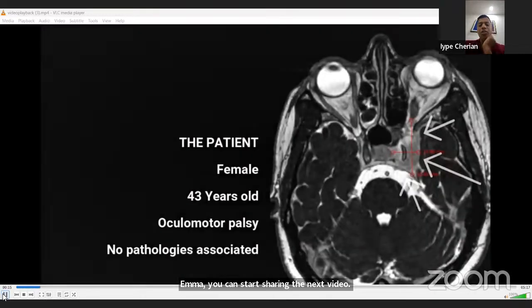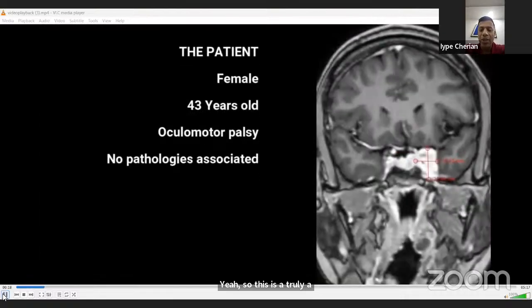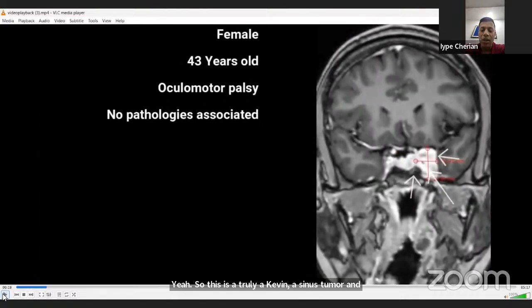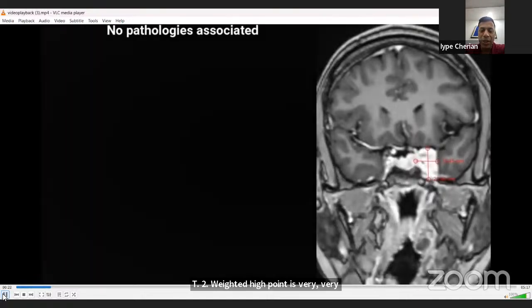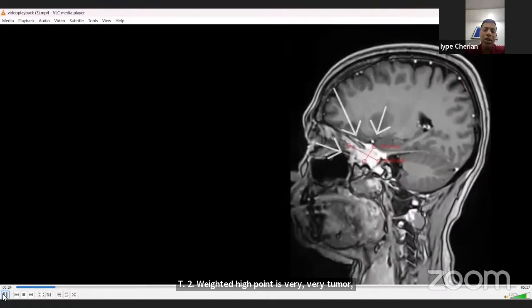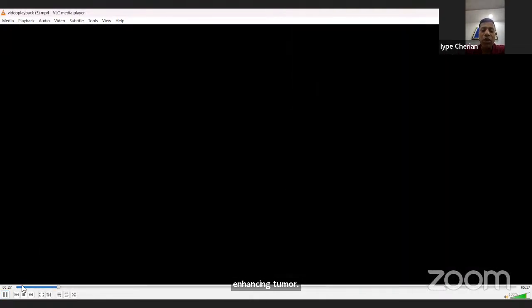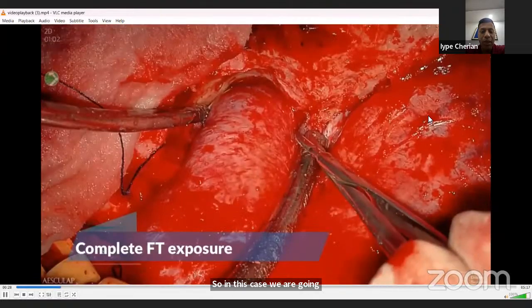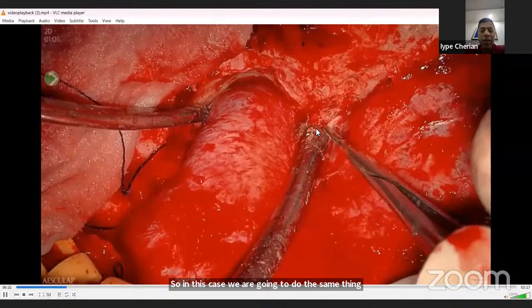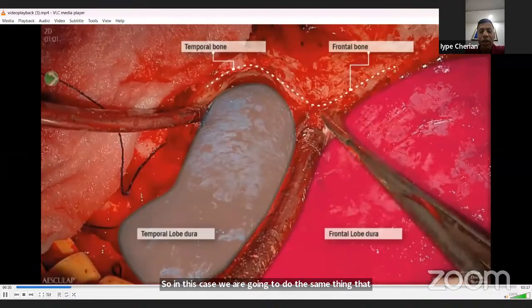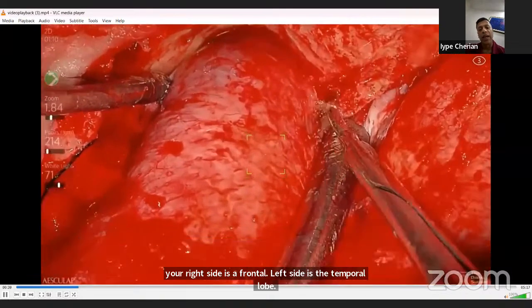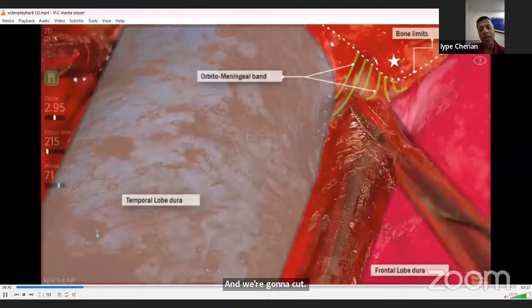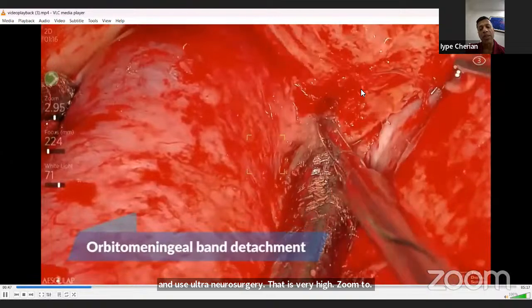Yeah, so this is truly a cavernous sinus tumor, medial and lateral to the carotid. T2-weighted hypointense, very, very dense tumor, and very enhancing tumor. In this case, we are going to do the same thing, that is cutting the meningoorbital band. On your right side is the frontal lobe, left side is the temporal lobe, and we're going to cut that and use ultra micro neurosurgery, that is very high zoom, to go in between these nerves and take the tumor out.